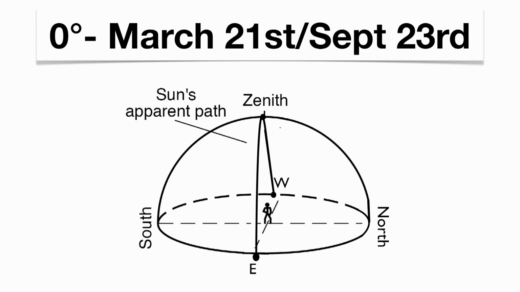This is going to be what the equator looks like. This is going to be on March 21st and September 23rd. The sun's going to rise exactly east and set exactly west. And the sun's going to be at the zenith on those 2 dates at the equator.